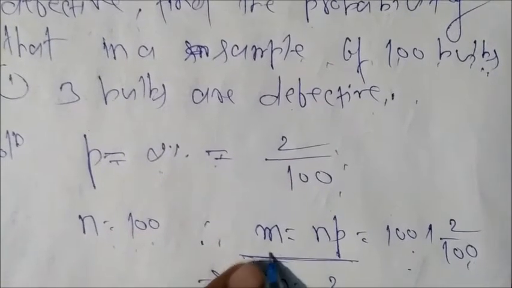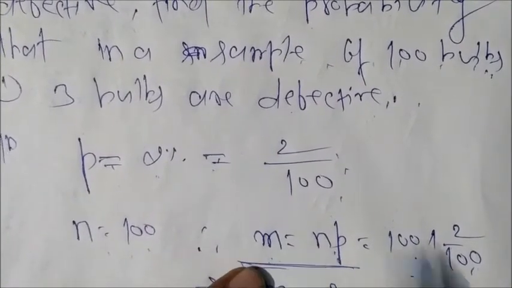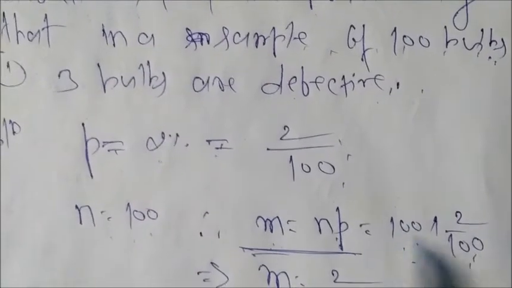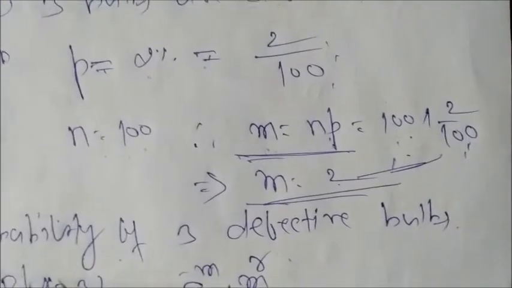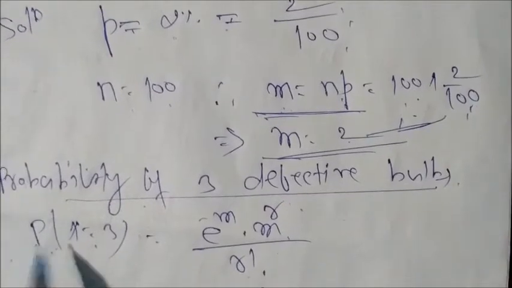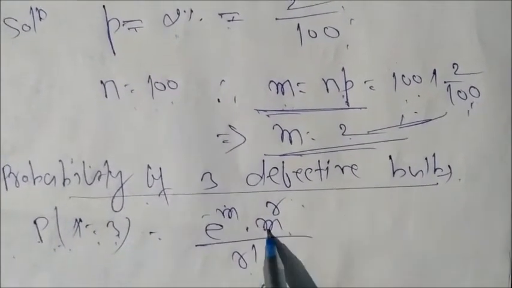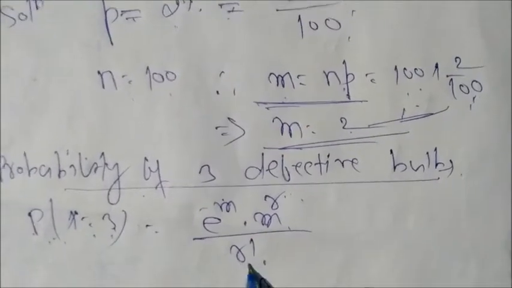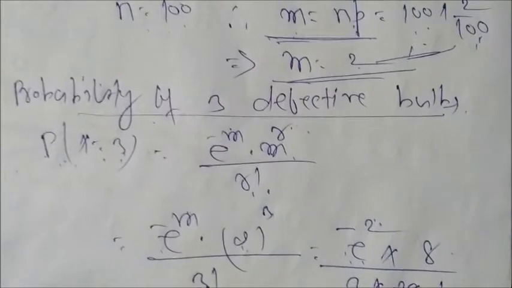Now, first of all, we have to find m. m equals np. Here n is 100, p equals 2 by 100. 100 will be cancelled, m equals 2. If m is found, then you apply Poisson's distribution. Probability of 3 defective bulbs, P(X = 3) by Poisson's distribution equals e to the power minus m, m to the power r by factorial r. Here r equals 3.